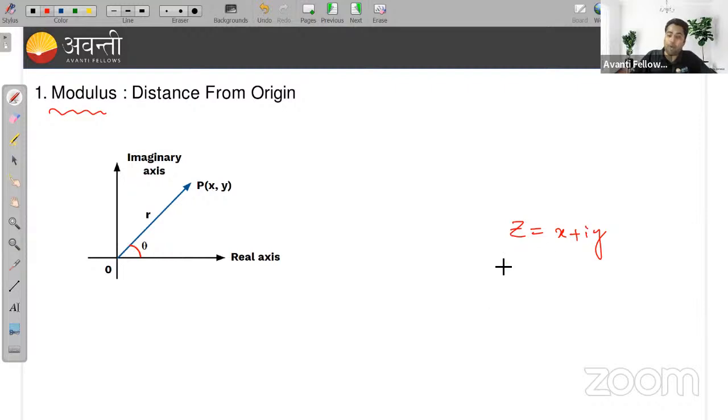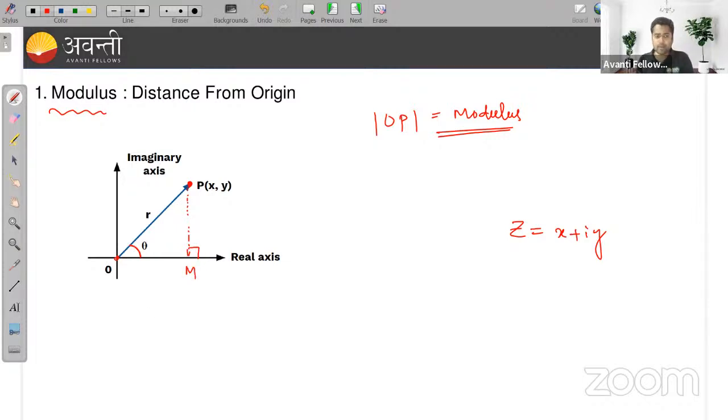So if we plot this complex number x plus iy here, suppose this is my point, and we join this point to the origin O, then this length OP is called my modulus. Simple. So how can we find the modulus? Let's understand that. If you drop a perpendicular from the point P on the real axis and name this point M, suppose.